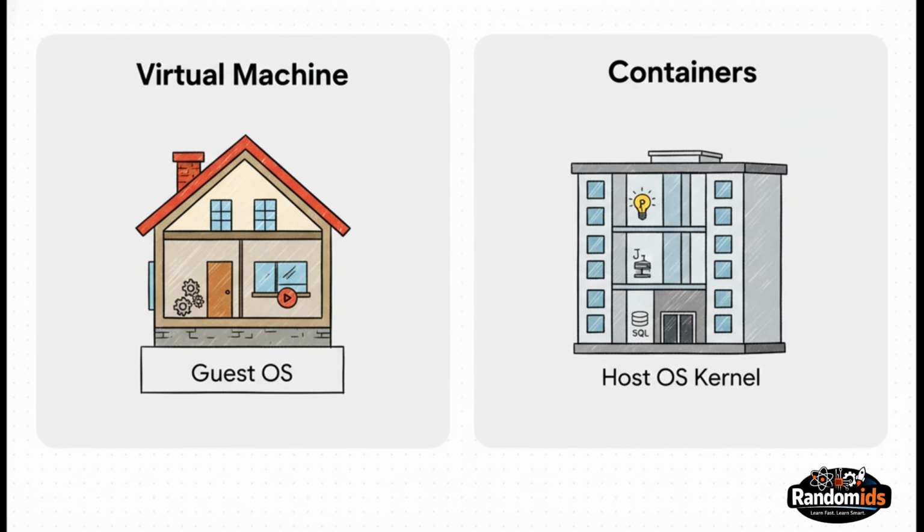A virtual machine is like a whole house. It has its own foundation, its own plumbing, its own electrical, basically its own complete guest operating system. It's totally separate. Docker containers, on the other hand, are like apartments in a high-rise. They all share the building's core infrastructure, like the foundation and the main water lines, which in this case is the host operating system's kernel. But each apartment is its own secure, isolated living space.